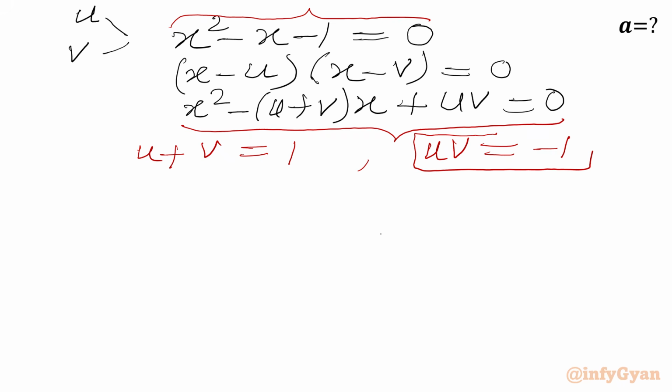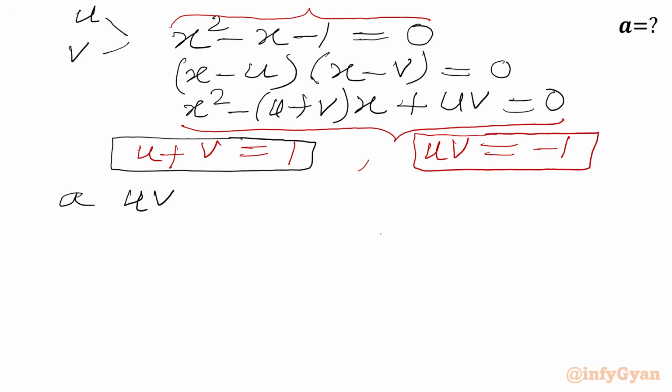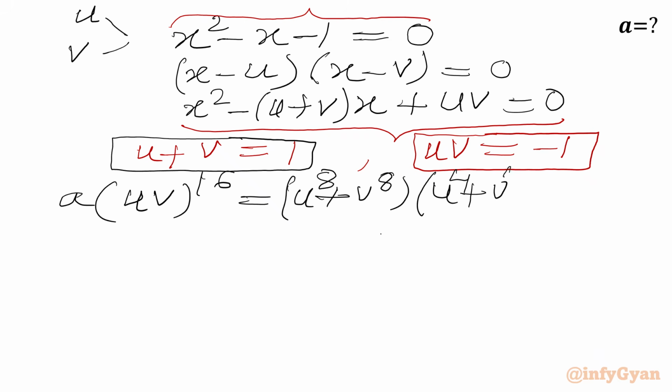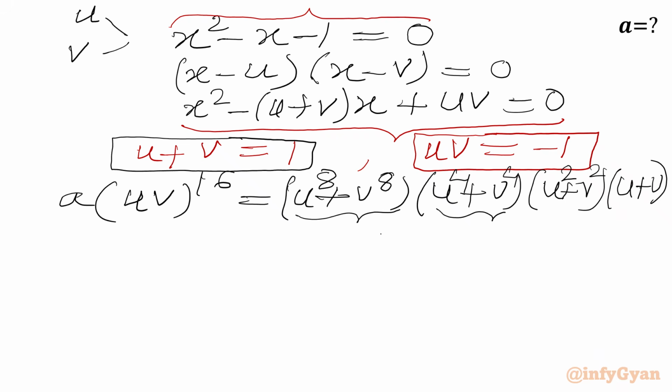Now our target is, uv is ready. Now we have to find u power 8 plus v power 8, u power 4 plus v power 4, u square plus v square, and u plus v is already there. So we have two known values. Let me write our equation. A times (uv) whole power 16 equal to (u power 8 plus v power 8) times (u power 4 plus v power 4) times (u square plus v square) times (u plus v). Now we will find these values.